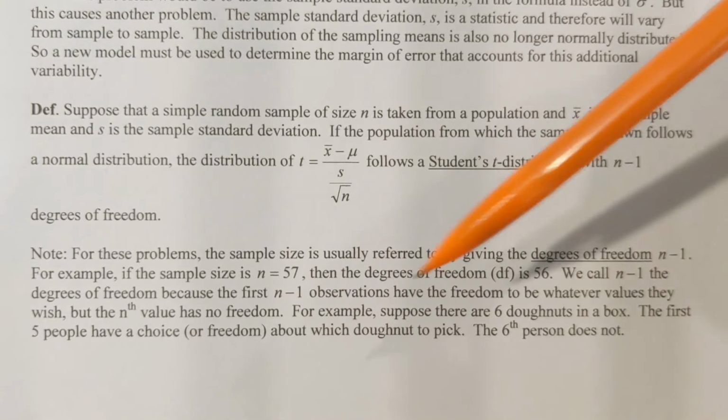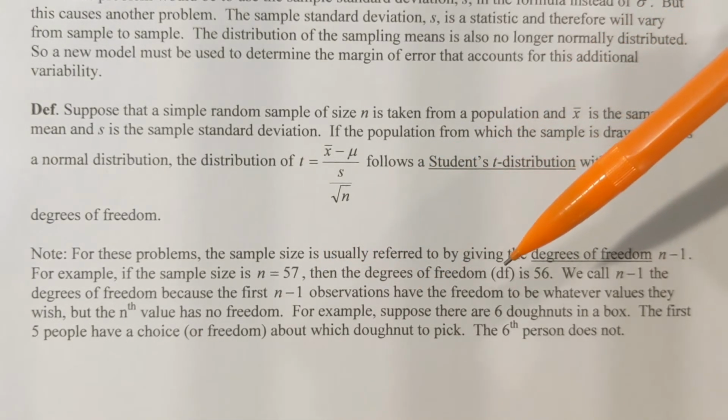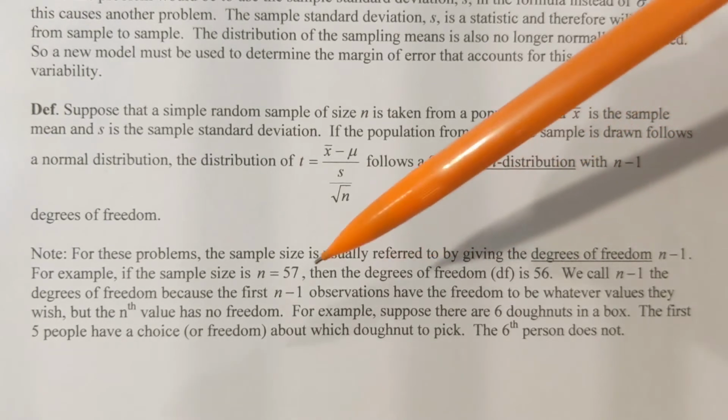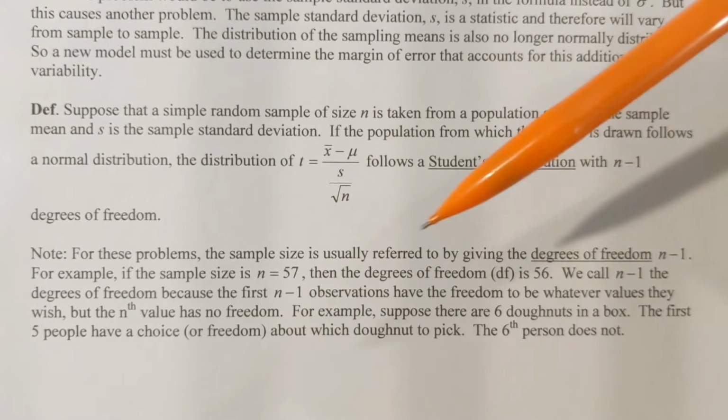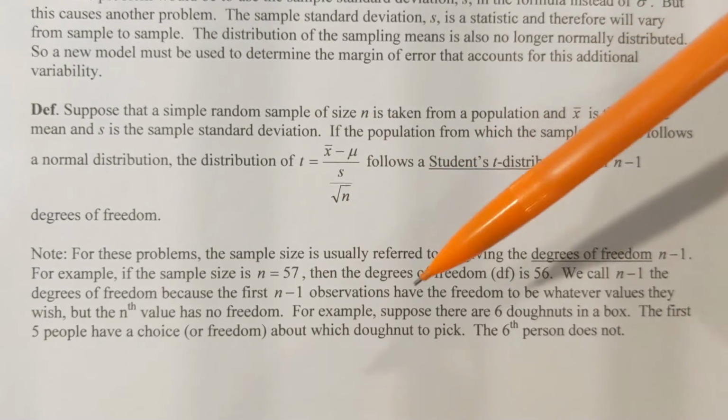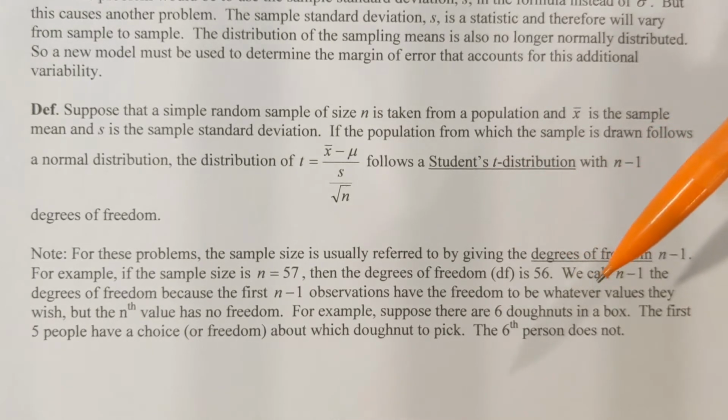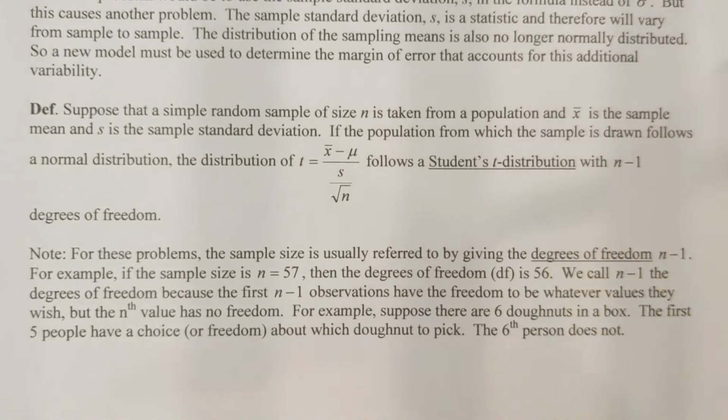Suppose that you have n observations. Okay, n minus 1 of them have a freedom to be whatever they want, but the nth value has no freedom. As an example, if you had 6 donuts in a box and 6 people are each going to select a donut, the first 5 people have a freedom of choice for which donut to pick, but the 6th person does not, since the 6th person would have to get the last donut in the box, whatever that is. Okay, so that would be 5 degrees of freedom in that particular problem.